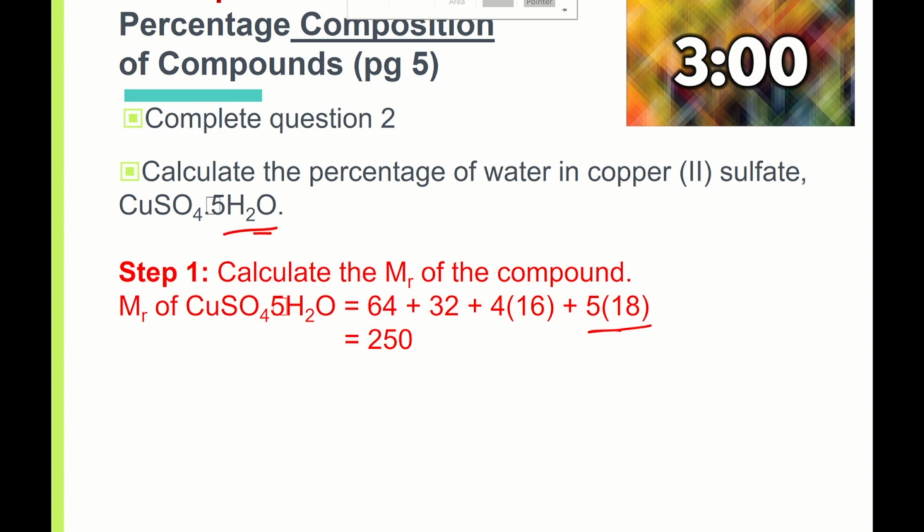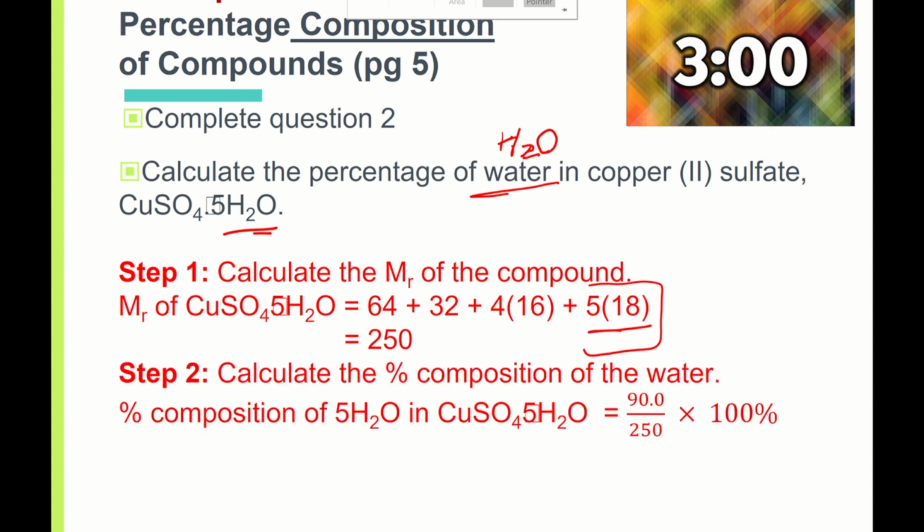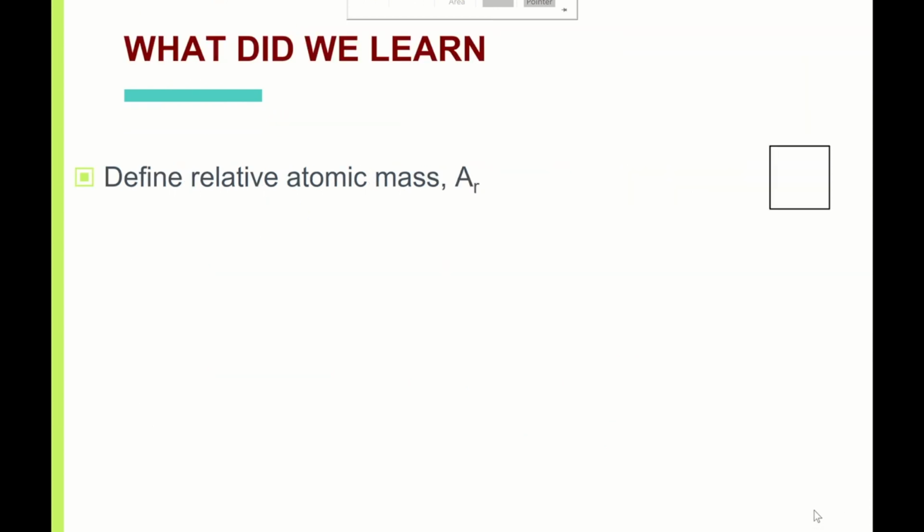Then the question asks, what is the percentage composition for water? I'm interested in H2O. How many H2O molecules are there? There are a total of 5 of them. So I have 5 water molecules, which is 5 times 18, giving 90. Out of this 250 units, 90 units is made out of water. So 90 divided by 250 times 100% gives the percentage composition. The answer is 36.0% to 3 s.f.